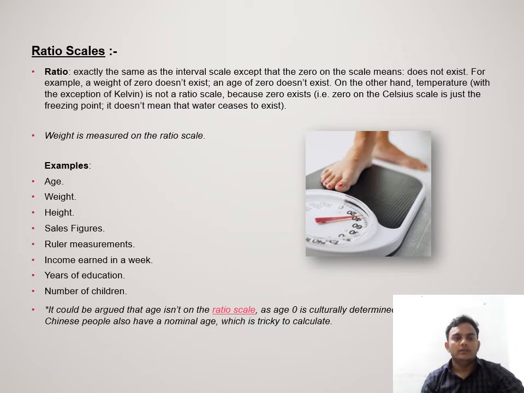So here are some examples of ratio scale: age, weight, height, sales figure, ruler measurement, income earned in a week, years of education, number of children. It could be argued that age isn't on the ratio scale, as age zero is culturally determined. Chinese people also have a nominal age, which is tricky to calculate.